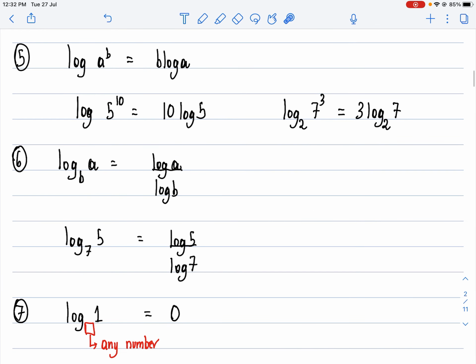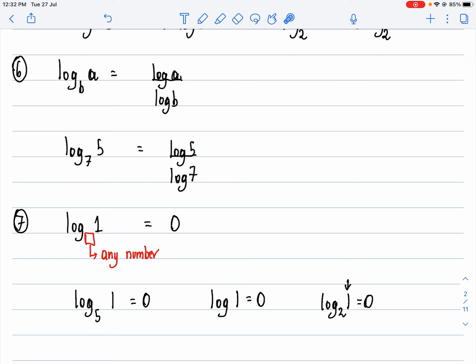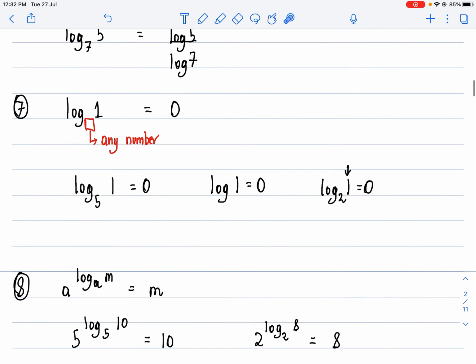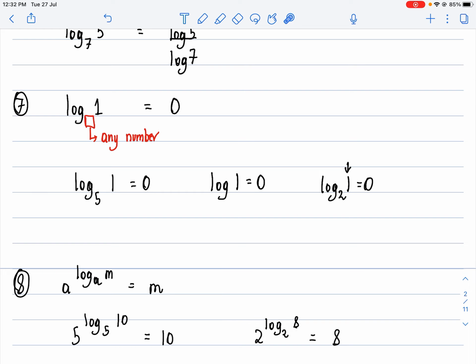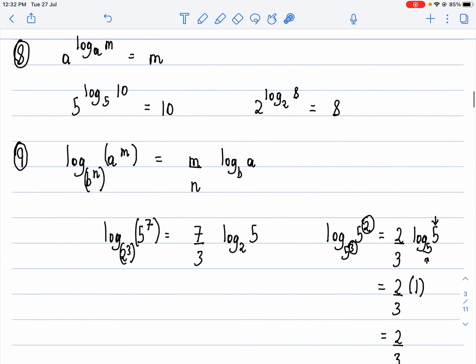Then let's say I have log of a raised to b equals b log a. Correct? That's the fifth property. The sixth property is log of a with the base b can be written as log of a over log of b, and log of 1 with any number in the base will always be equal to 0. Then I have a raised to log of m with the base a will be m. Correct? Then the ninth property, the important one, where I have log of a raised to m on the top with the base b raised to n.